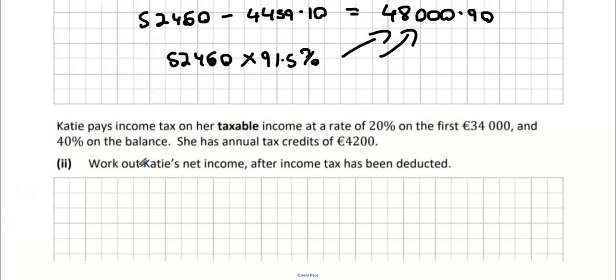Okay, Katie pays income tax on her taxable income at a rate of 20% on the first 34,000 and 40% on the balance. She has annual tax credits of 4,200. Work out Katie's net income after tax has been deducted.